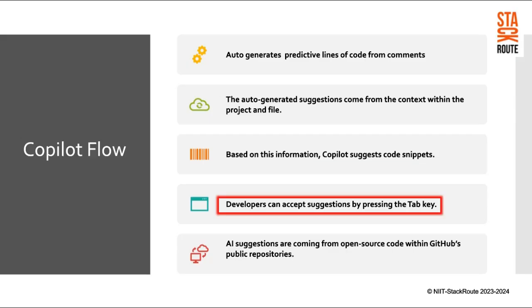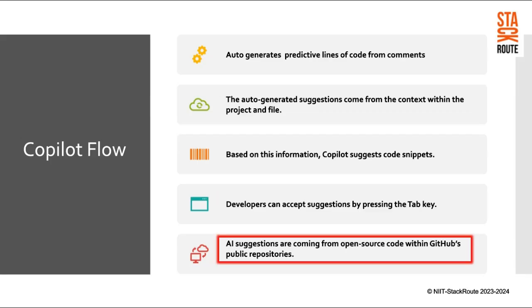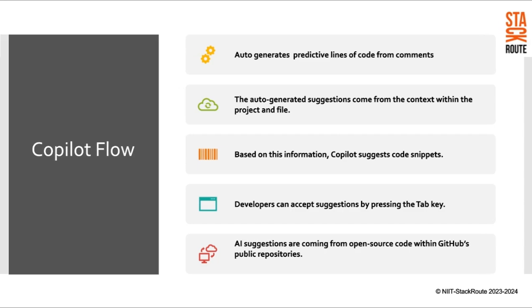And as a developer, once Copilot has suggested code, you can accept the suggestion just by pressing the tab key. These AI suggestions come from open source code within GitHub's public repositories, and Copilot analyzes that information, then tries to find the best possible solution based on what you are typing.